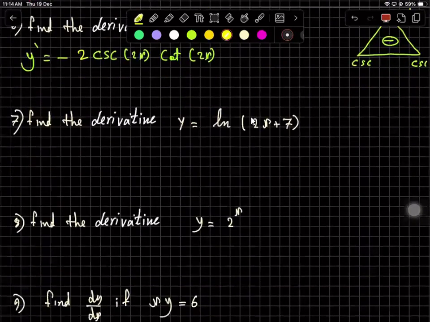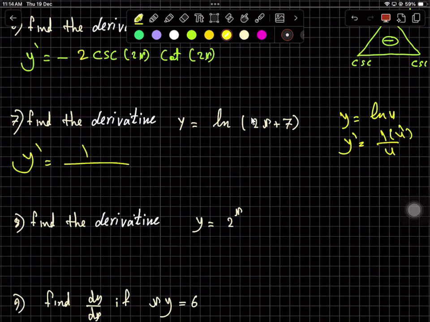What about ln? The derivative for ln? Yes, y equal ln u. Its derivative will be 1 over u multiplied by u prime. So if I want to get the first derivative here, I will make 1 over the argument, which is 2x plus 7, multiplied by the derivative of the argument. The derivative of the argument here will be 2.